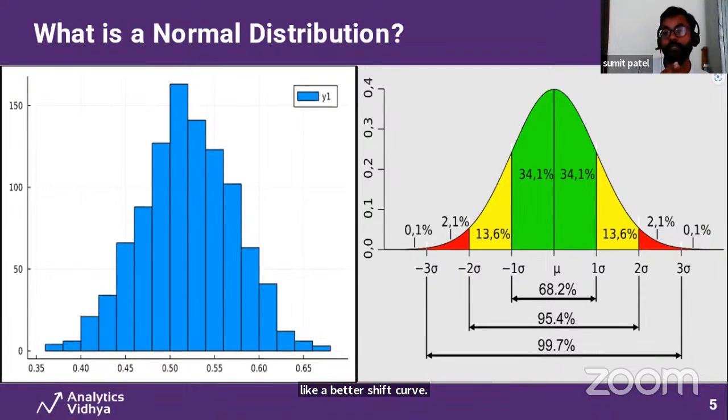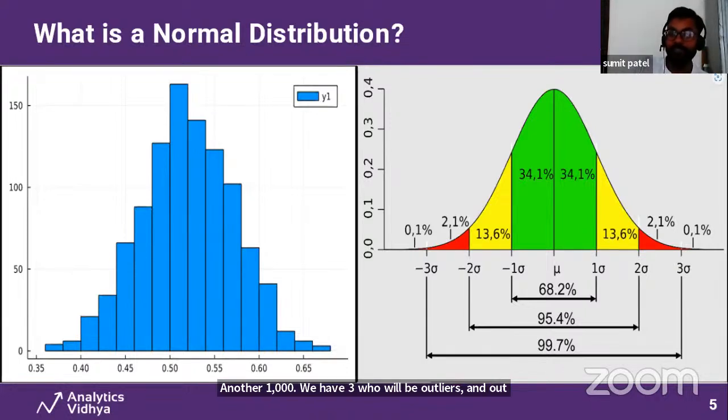Yes, there are some outliers, but how many? We are looking at the percentage, right? So out of 1,000 data points, we'll have 3 who are outliers. And out of those 1,000, we'll have 682 who will lie within the first standard deviation of the mean.